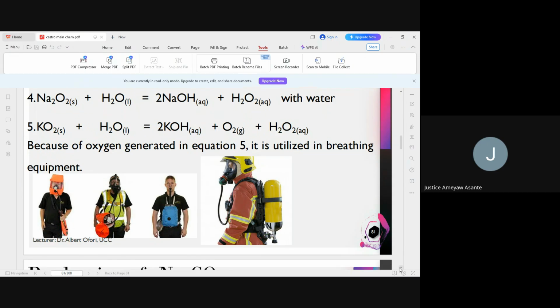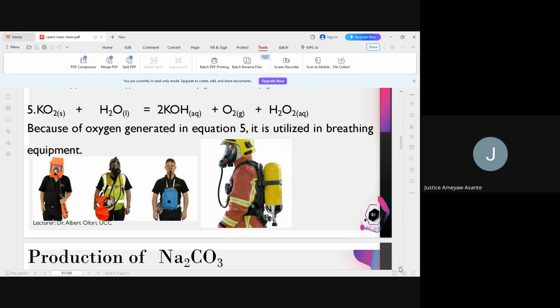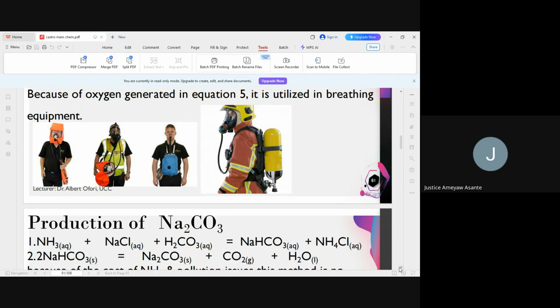So in breathing equipment, what they normally put in is potassium superoxide. Well, they know when it comes in contact with water, it's going to release oxygen. So because of the oxygen generated, it is utilized in breathing equipment. And this is the breathing equipment that you see.